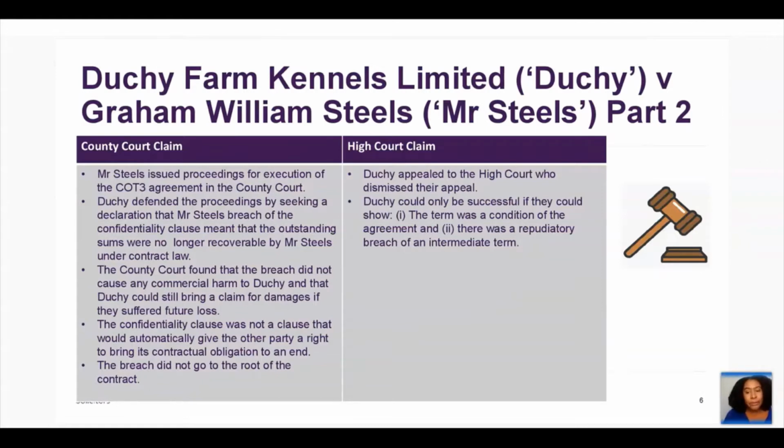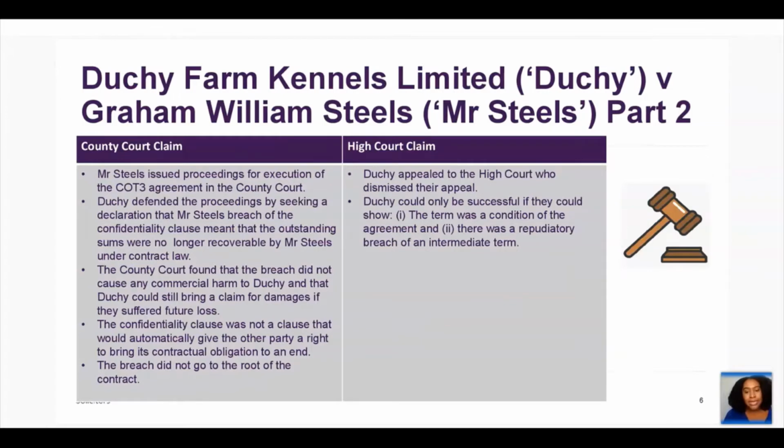Duchy could only be successful if it could show that the term was a condition of the agreement. So the term of confidentiality was a fundamental condition of the agreement, and that breach of it was a repudiatory breach, which rendered the contract unenforceable. It did not state the confidentiality clause was a condition, which is intrinsically why this case failed.